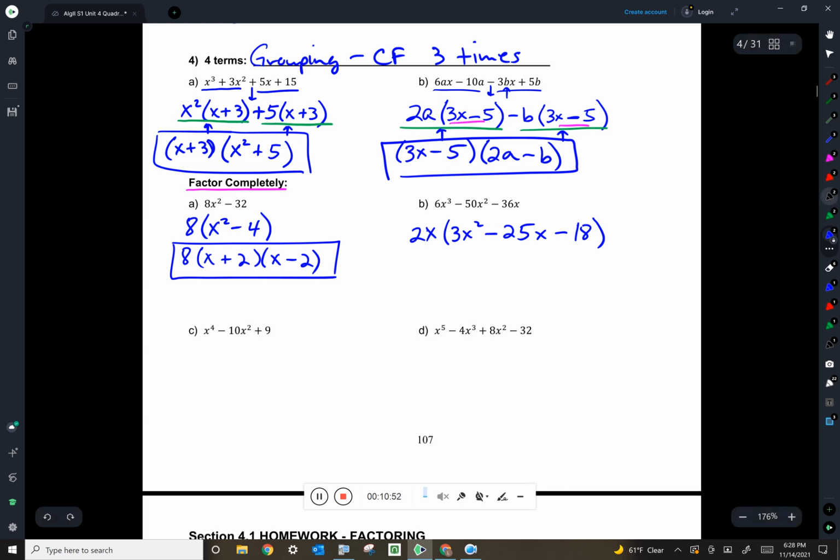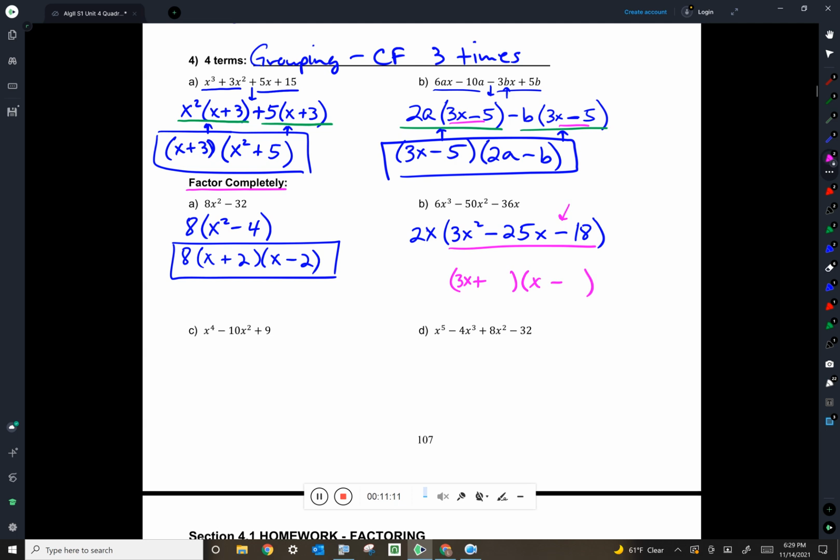So here's what I'm going to think about. I'm talking about just for this part. I wonder if I could try to turn that into 2 parentheses. So remember trial and error, that means different signs. So a plus and a minus. The only way to get 3x squared is 3x times x.